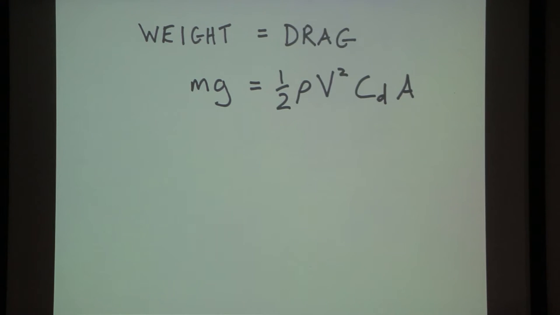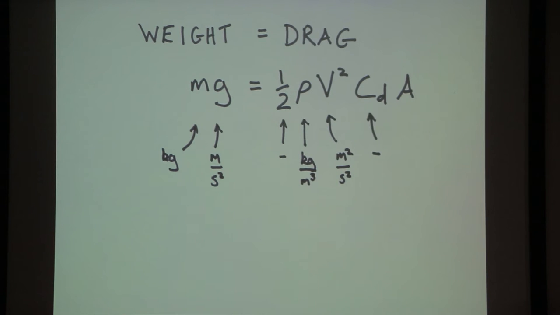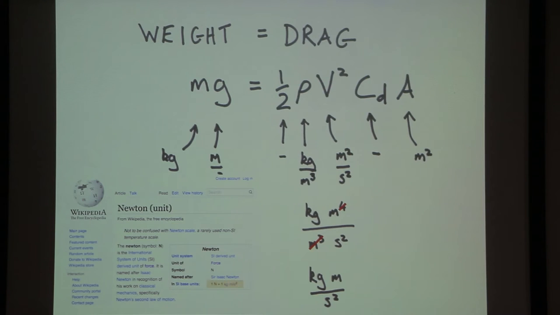Just because you should never believe it when people throw numbers at you, that both these things are forces, we can actually sanity check it. Mass has units of kilograms, and g is an acceleration due to gravity, so that has units of meters per second squared. Half doesn't have units. Rho is density, which is kilograms per cubic meter. Velocity is meters per second, so squared it's meters squared per second squared. Drag coefficient is just a multiplying factor. It doesn't have a unit. And area is meters squared. If you collect all these terms together and cancel out these bits, you get kilogram meters per second squared. So these two are both valid forces. And Wikipedia, as always, confirms that is the unit of force.